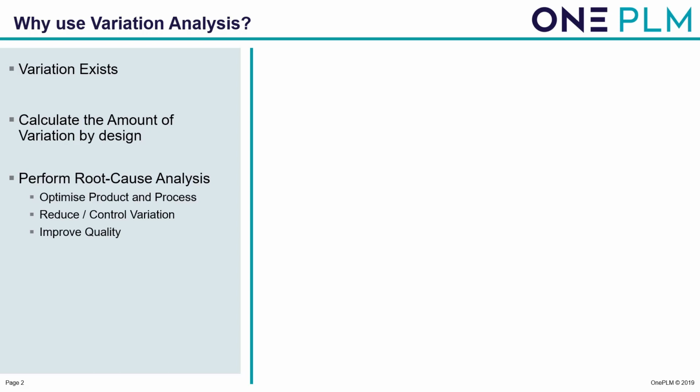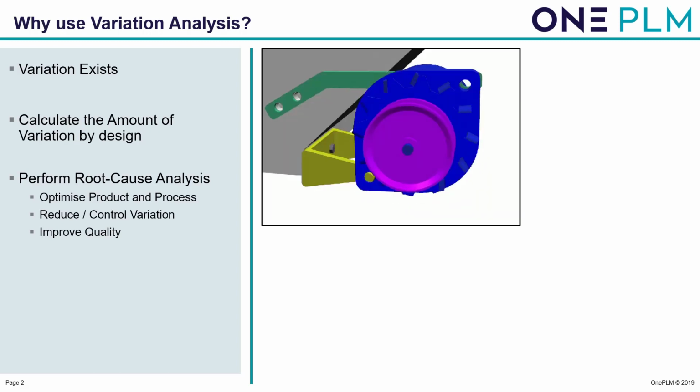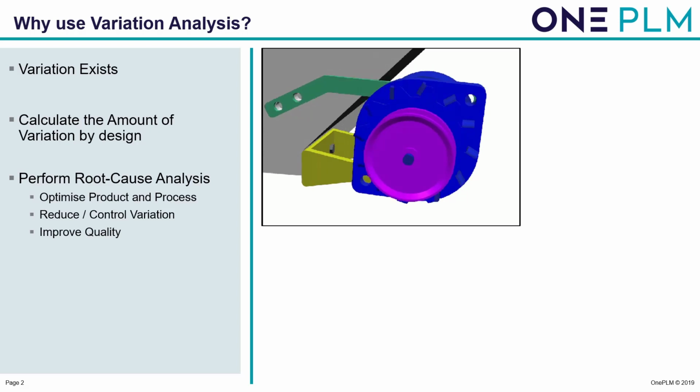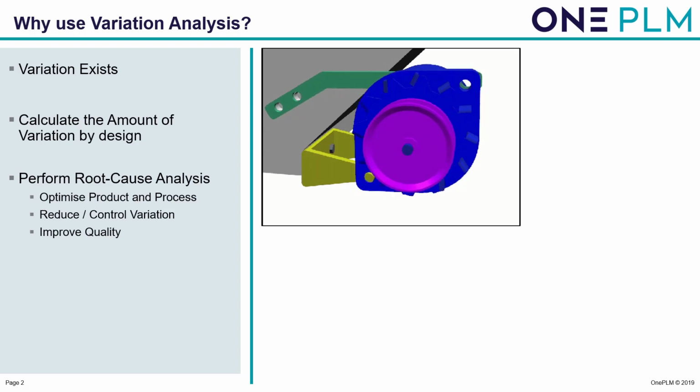Why do we use variation analysis? For the simple reason that variation exists. Parts have tolerances, which means they're not exactly the same each time. And fixture pins have smaller diameters than locating holes in parts. It's difficult to avoid variation.